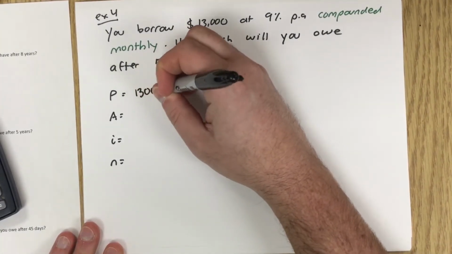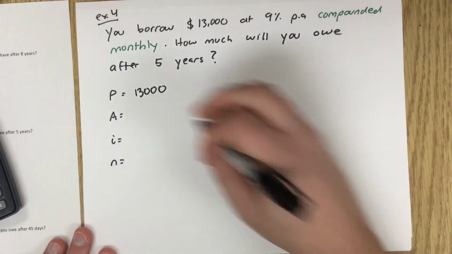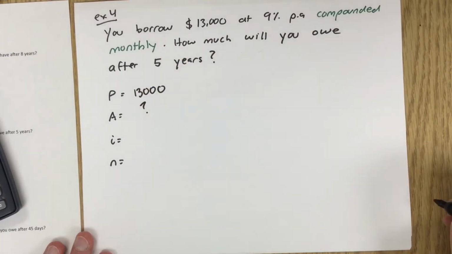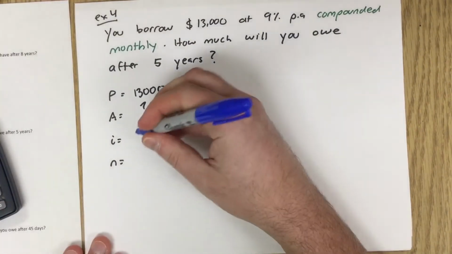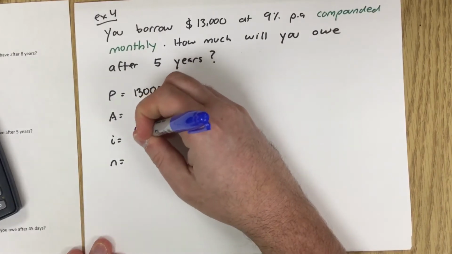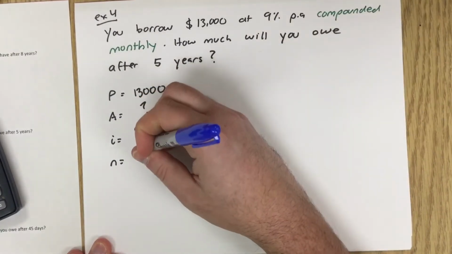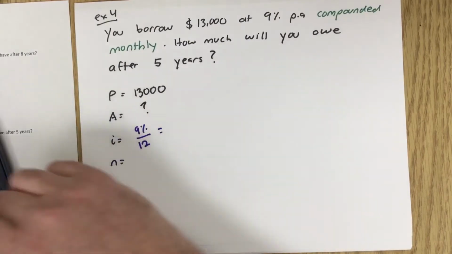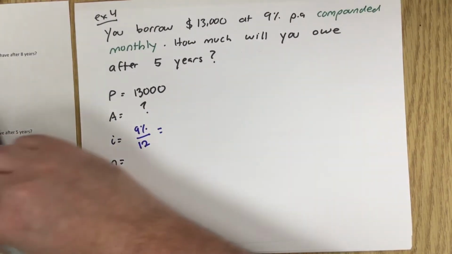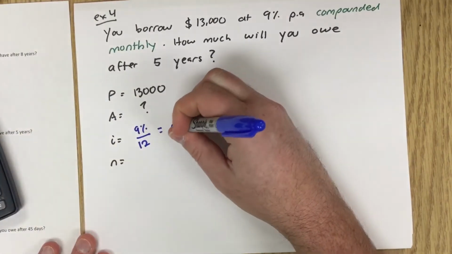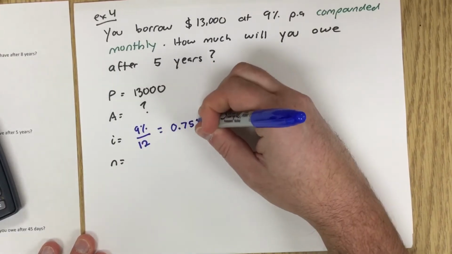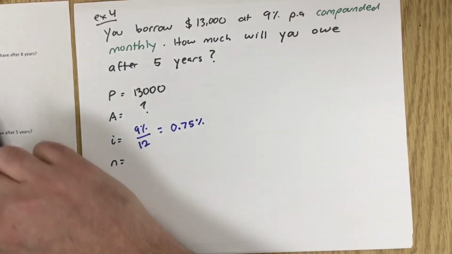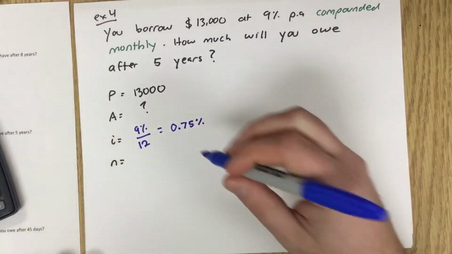So our principal is $13,000. We do not know how much we're going to have at the end. The I is going to be, I'm doing this in blue, haven't I? That's going to be 9% over monthly, which is 12 times a year. So 9 divided by 12 is, people see a decimal and they often think they're done at this point, but that's actually just a percentage still. So what you have to do is you still have to divide by 100.